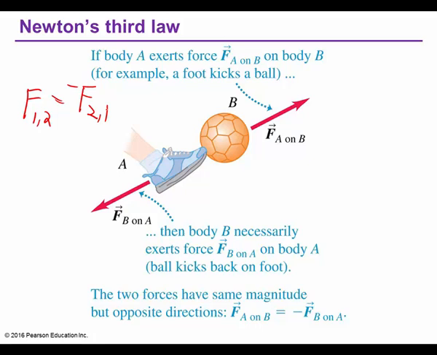So if you look at the foot being A and the ball being B, you can see that they are equal in magnitude but opposite in direction. Equal in magnitude and opposite in direction. We typically call this the action-reaction law. With every force applied to an object, the second object applies an equal but opposite force on the first. If you want a textbook definition, there it is, all right?